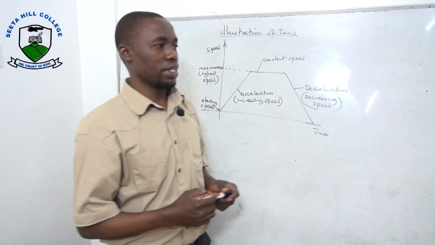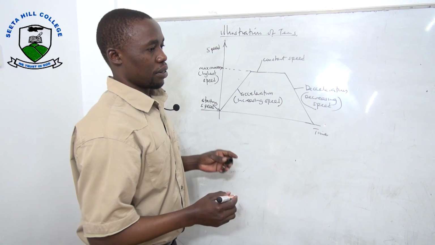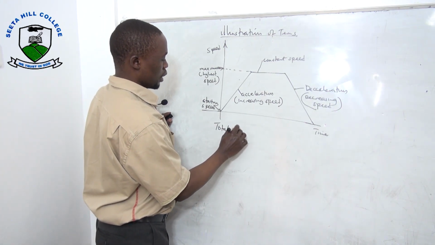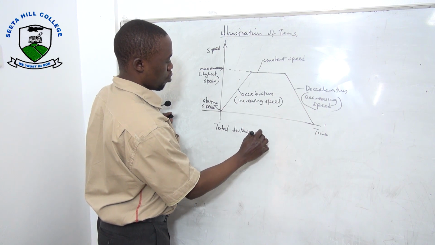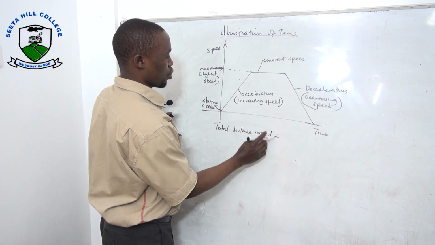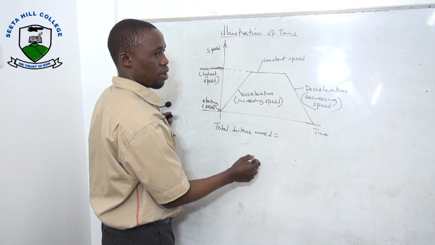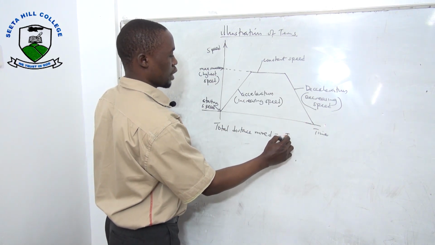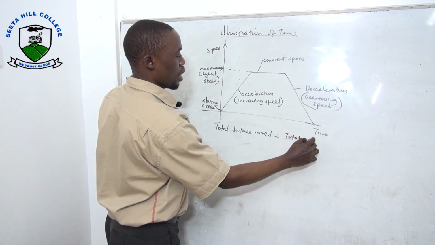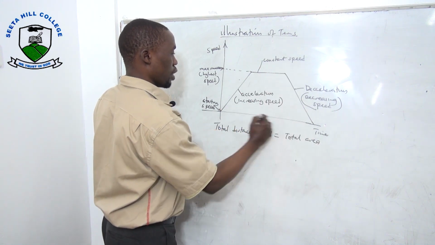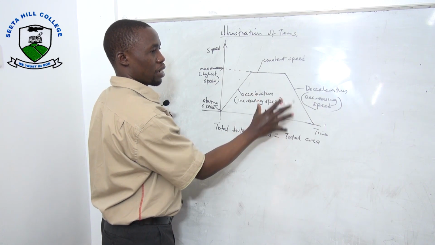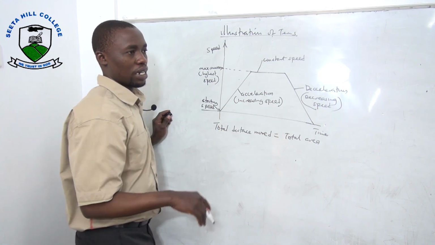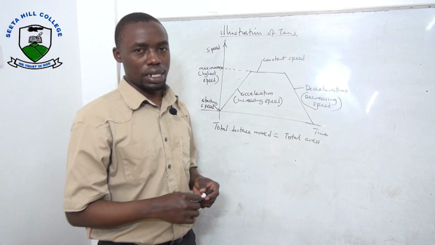Then we can say it's a day. Now, total distance moved is got by finding just the total area of the figure formed there. This is now a trapezium. That means to find the total distance, we just find the area of the trapezium.